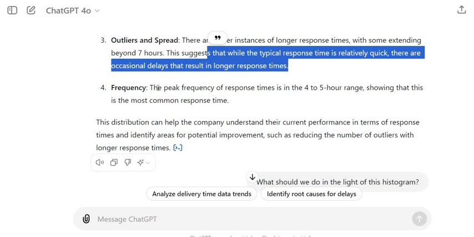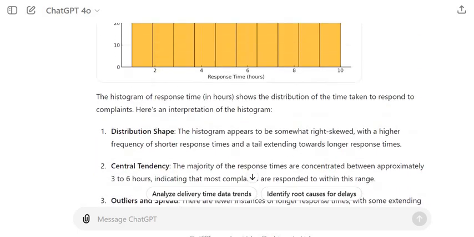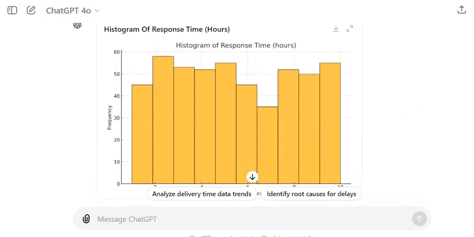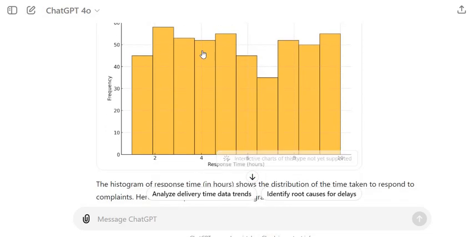Then there is frequency. The peak of frequency response time is in the 4 to 5 hour range. Okay, so you can see the 4 to 5 hour range is, no, actually there is a higher frequency peak around 2 hours, but 4 to 5 and 2 hours are both peaks.